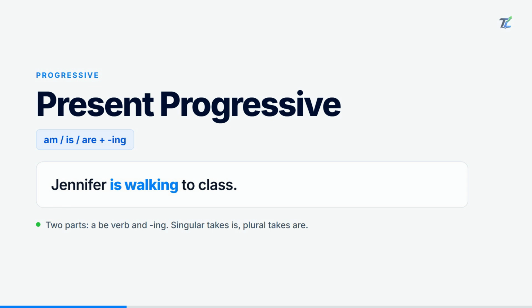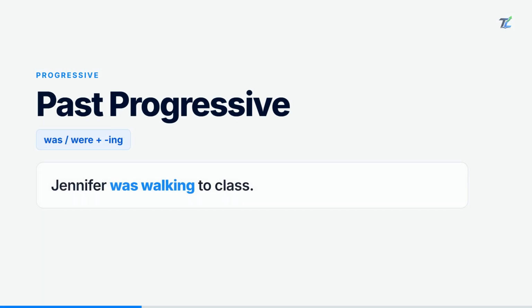If your subject is singular, then you'll use the singular be verb is. If your subject is plural, like Jennifer and Mary, you use the be verb are plus the ing. For past progressive, we want to show an action that was continuing at a certain time in the past. Again, we need two parts of the verb, be verb and ing. But for past progressive, you use past tense be verbs was and were. Was is the singular, were is the plural, and your ing.